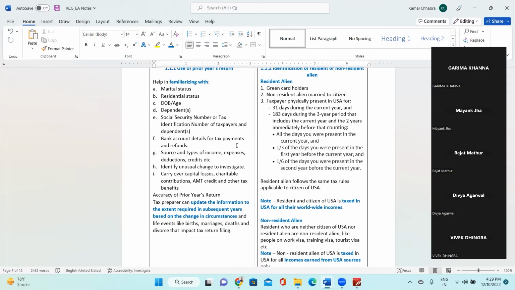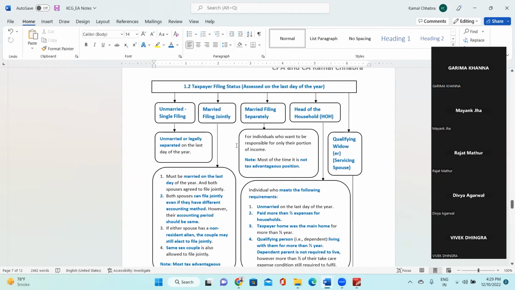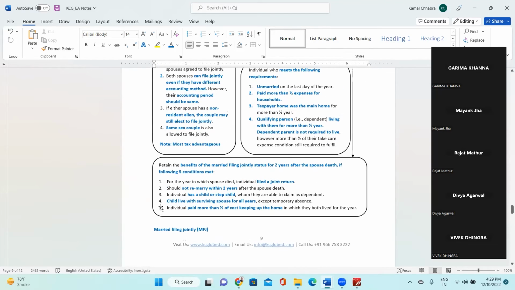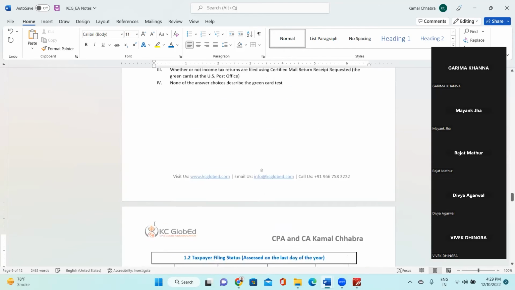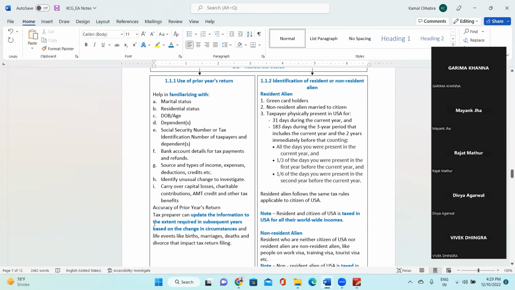Sir, I was reading about green card holders, so that will be another topic you will need. Yes, we will be covering that today. We'll cover in detail all the stuff you are saying, one by one, so don't worry, it's in today's agenda. But as of now, just focus on the use of prior year return. For what purpose will we be using prior year return? That's the topic we are currently discussing.